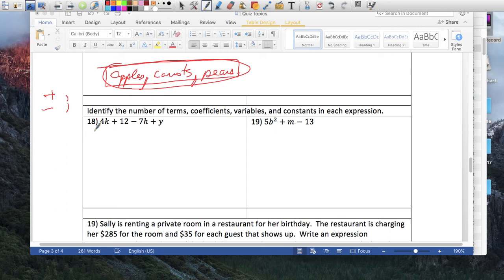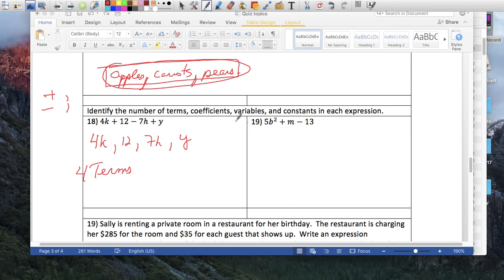So to find out the number of terms in an expression, you can even rewrite it. You can write 4k, comma, 12, comma, 7h, comma, y. How many items are we talking about? How many terms? 1, 2, 3, 4. So this has 4 terms.